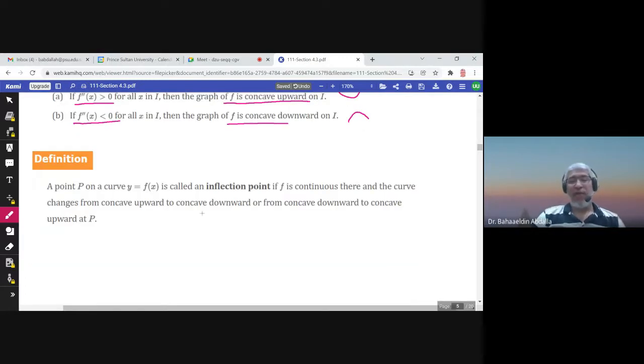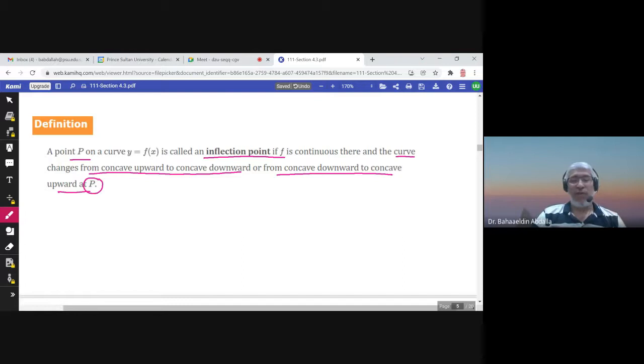And if the graph changes concavity, from concave up to concave down, or from concave down to concave up, then at that point where the curve changes concavity, this point P would be called an inflection point of the graph of f. Okay, an inflection point. And we may call it IP. Okay, IP, inflection point.